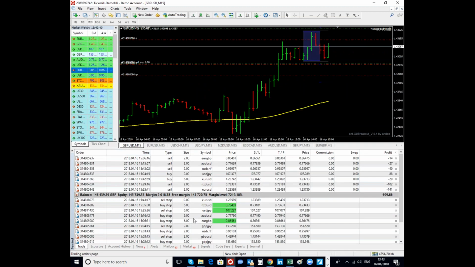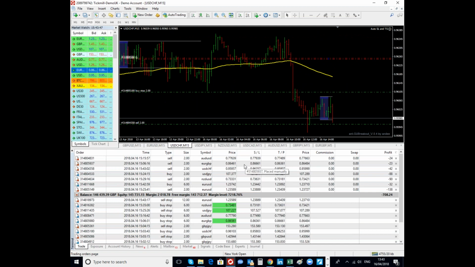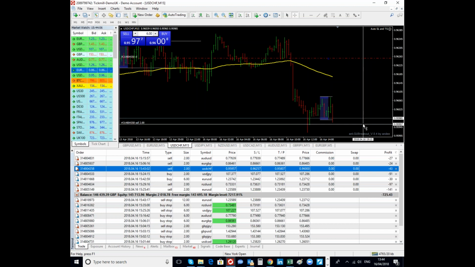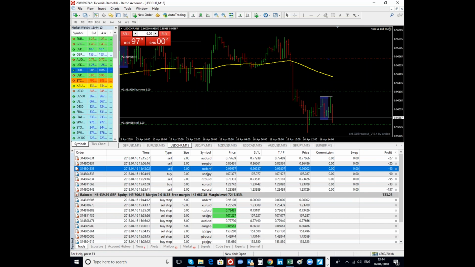Cable hasn't triggered. Euro dollar trade. We know we're in that both sides now. Hedged on that one. We're still waiting for dollar Swiss to trigger, aren't we? No, dollar Swiss is sold. It's sold. So if dollar Swiss is sold, it means I need to get rid of the buy stop on here and then take it in the opposite direction. So I'm going to go in 6. Take it 15. Buy stop. Now that's hedged out as well.